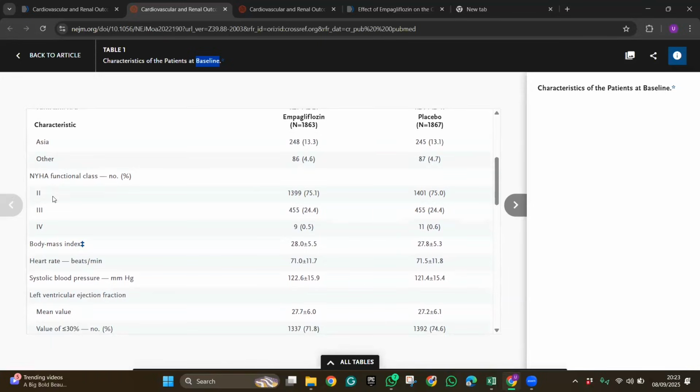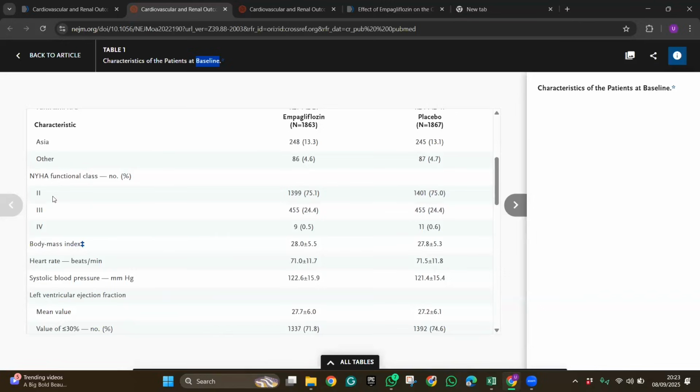Since this study focuses on heart failure patients, they have used the NYHA functional class as the classification system, right? But if you are doing a study on some other type of disease, let's say renal diseases, and you're studying renal outcomes, then you will be given some other type of classification. You may be given the CKD classification, you may be given the eGFR classification, etc., right?